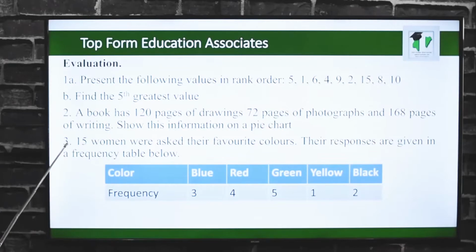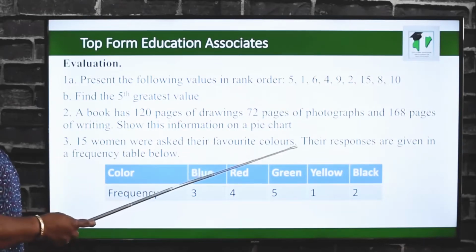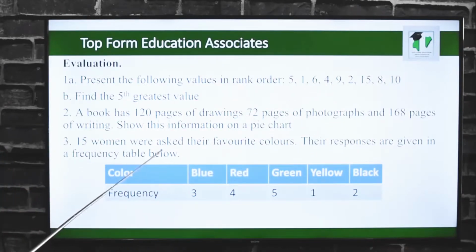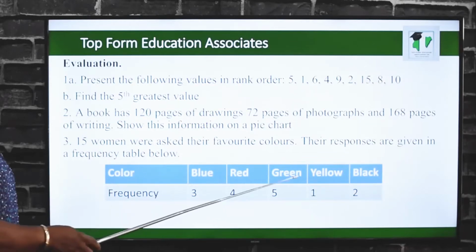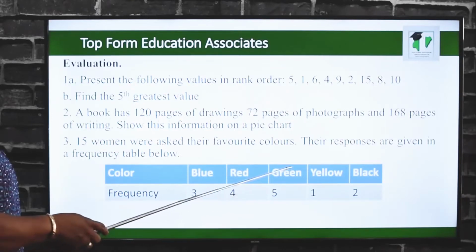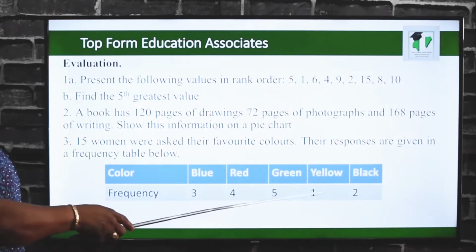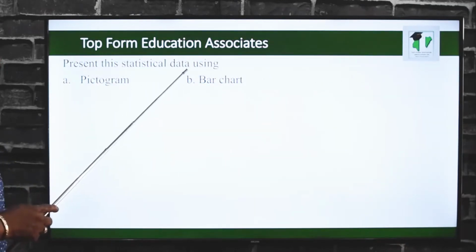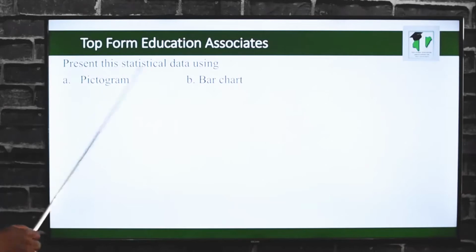Question number 3. 15 women were asked their favorite colors. Their responses are given in a frequency table below. Colors are blue, red, green, yellow, and black. Frequency for blue is 3, red is 4, green is 5, yellow is 1, and black is 2. Present this statistical data using a pictogram and bar chart.